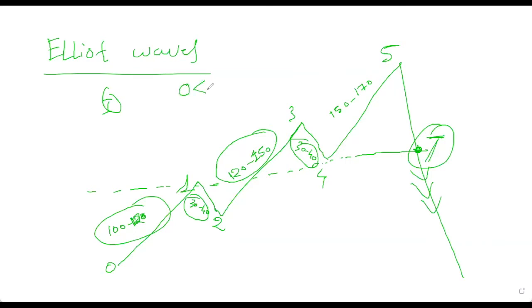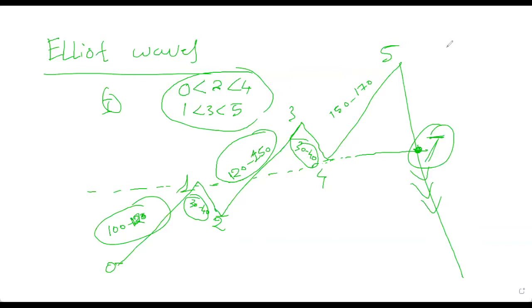0 should be less than 2, 2 should be less than 4. This is one condition I'm using. So 0 should be lesser than 2, 2 should be lesser than 4, or vice versa. 1 should be lesser than 3 and 3 should be lesser than 5. These two are the conditions for Elliot wave method 1. Now let us go straight to the examples. After 5 waves, the market will collapse.